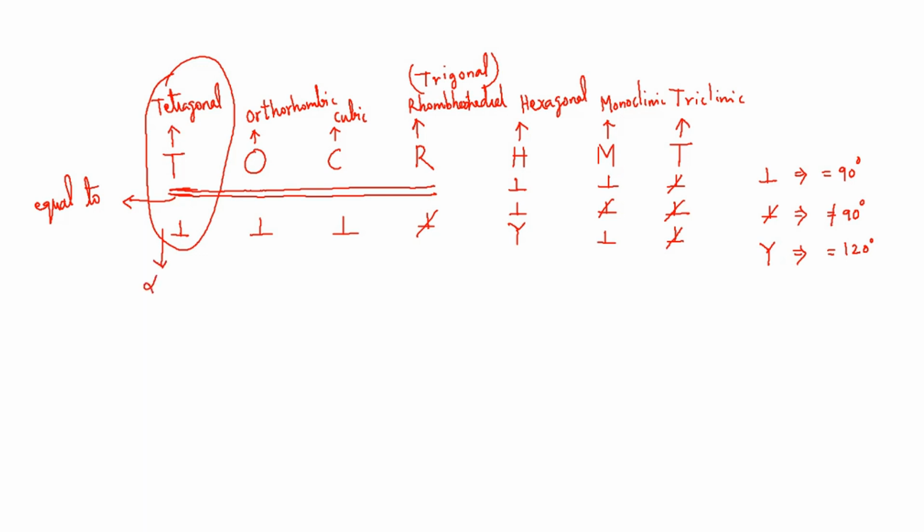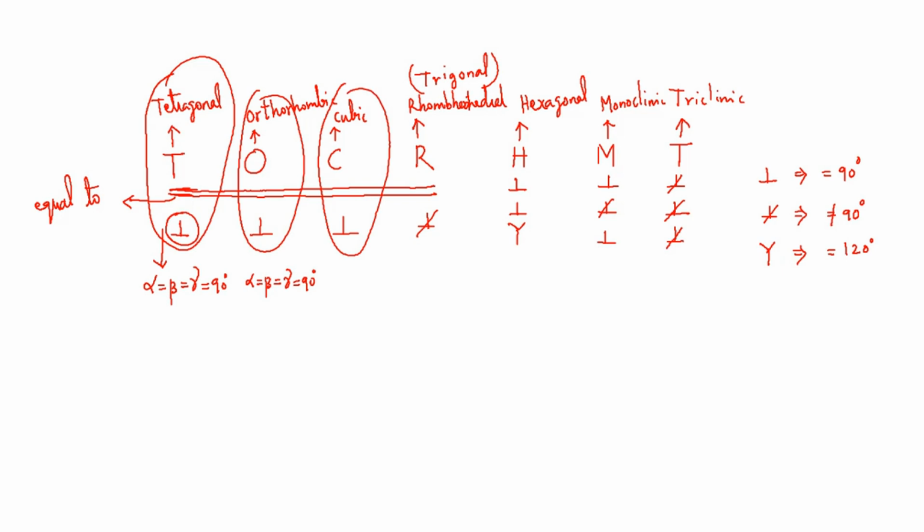For example, parallel line is there, right? So we have to write alpha equal to beta equal to gamma, which is equal to 90 degree. Similarly, for orthorhombic, alpha equal to beta equal to gamma, which is equal to 90 degree. Also for cubic, alpha equal to beta equal to gamma, that is equal to 90 degree.